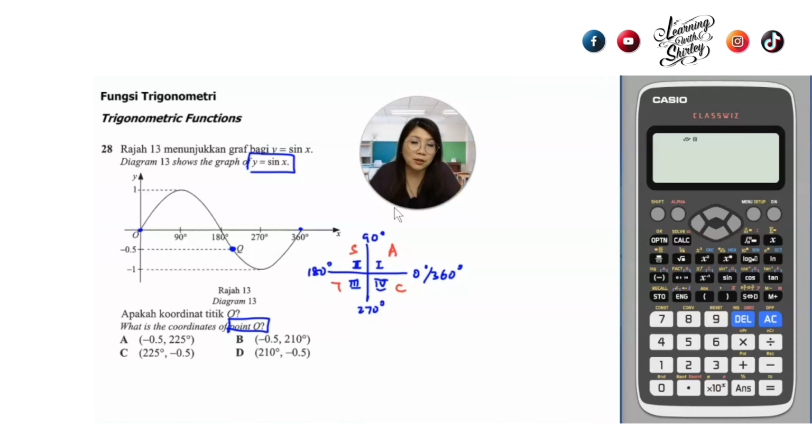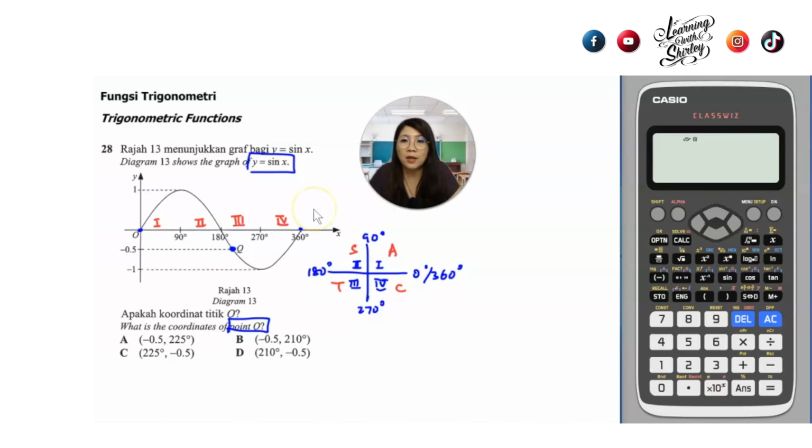In the first quadrant, all of sine, cos, and tangent are positive. For the second quadrant, only sine is positive, cos and tangent negative. For the third quadrant, only tangent is positive, sine and cos negative. For the fourth quadrant, only cos is positive, the rest negative. From this graph, this will be the first quadrant, the second quadrant, the third quadrant, and the fourth quadrant.